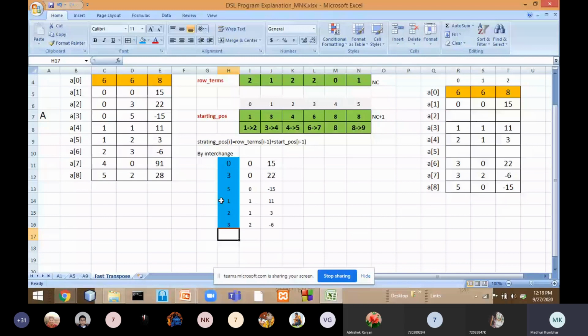Next, 3, 2 is done. 4, 0, 91. What does it become? 0, 4, 91. What is the 0th index? It was 1, but now it is 2. So at 2, we will add it. Clear with this? Now 5, 2, 28. Interchange first. What does it become? 2, 5, 28. What is the row index? 2. Check at 2. What is the latest value? 5. Copy 2, 5, 28. Clear with this?